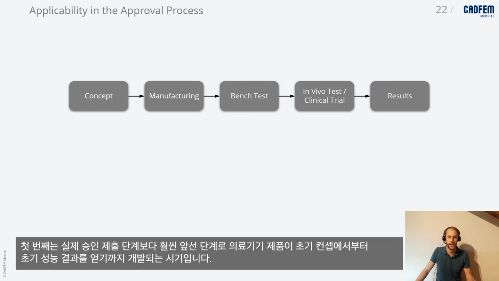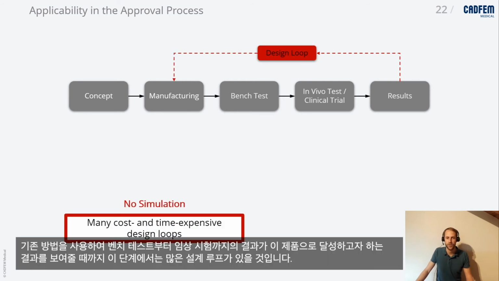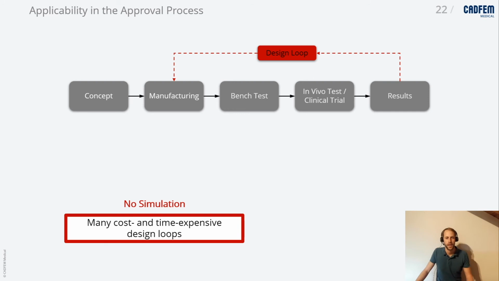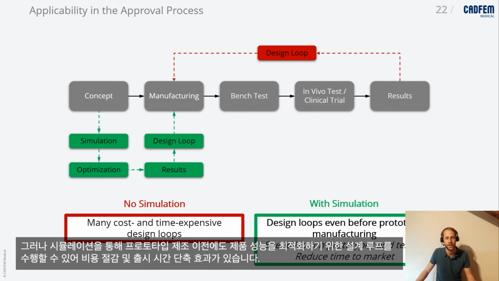The first one is way ahead of the actual submission, when a medical product is being developed from its first concept to the first results on its performance. By using conventional methods, there will be many design loops at this stage until the results from bench tests up to clinical trials show the results you want to achieve with this product. With simulation, however, the design loops to optimize the product performance can be carried out even before prototype manufacturing, which saves costs and effectively reduces the time to market.